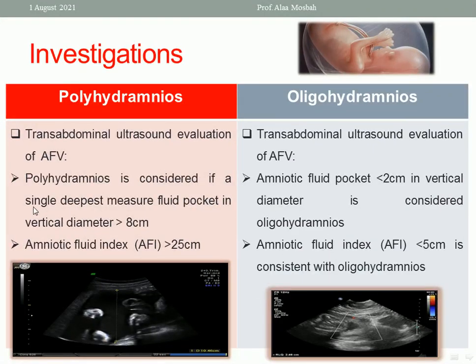Okay. About the investigation, we said before that the diagnosis is confirmed by ultrasound, of course. Transabdominal ultrasound to measure single pocket. If it is more than 8 centimeters, it is polyhydramnios, and the amniotic fluid index if it is more than 25 centimeters, it is polyhydramnios. On the other side, oligohydramnios, single pocket less than 2 centimeters in vertical diameter, or amniotic fluid index less than 5 centimeters is oligohydramnios.